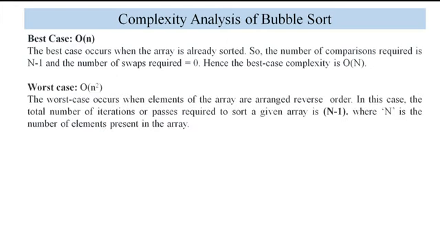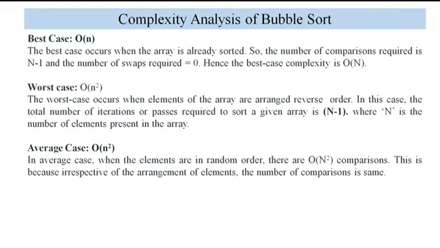The worst case situation will be when the array is sorted but in reverse order. In that case, n minus 1 passes are needed, and in every pass, from n minus 1 to n minus 2 down to 1, iterations will be required. So the time complexity will be n plus n minus 1 plus n minus 2 and so on, that is n into n minus 1 by 2, or we can say order of n square. This is the worst case time complexity, and the average case time complexity will also be order of n square.